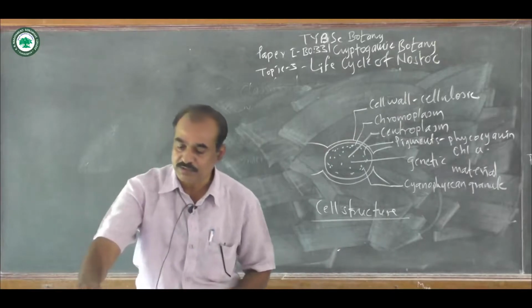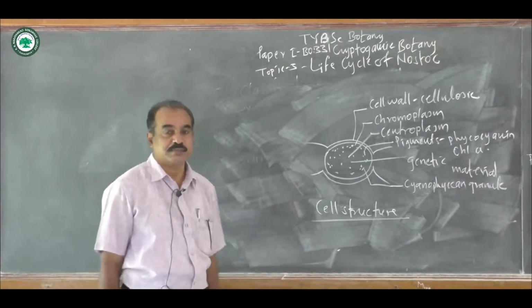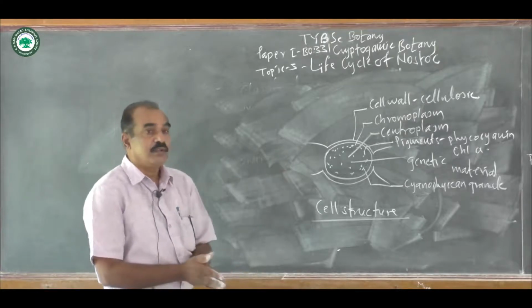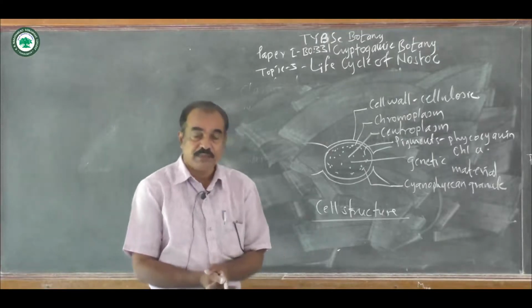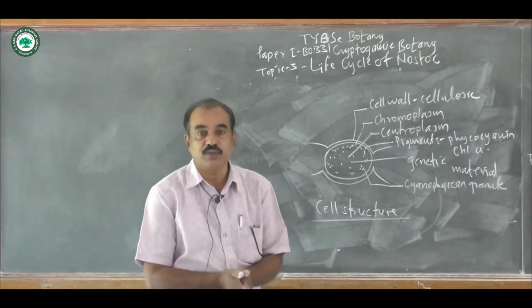So this is the cell structure. It is oval in shape. It is also externally covered by the gelatinous mass, and it is a prokaryotic type of cell. It has a cell wall, which is formed by cellulose and pectin. Inside this there is the cytoplasm.